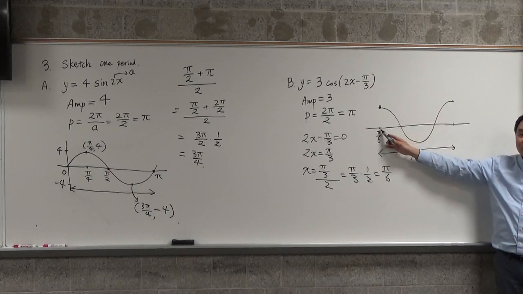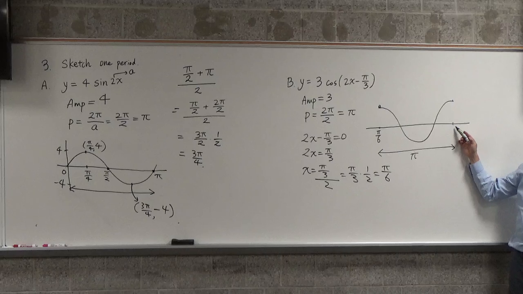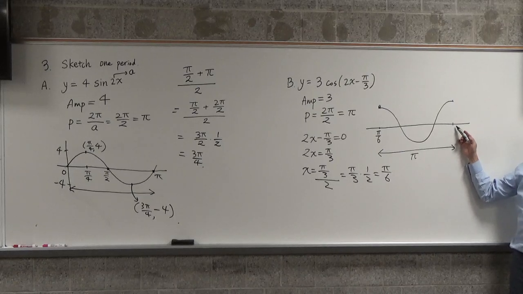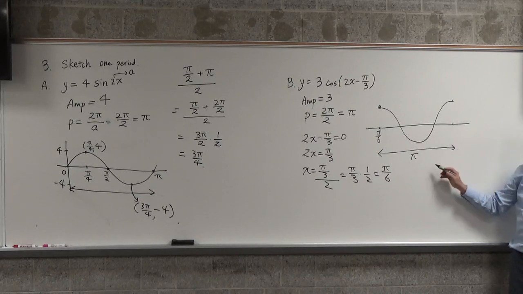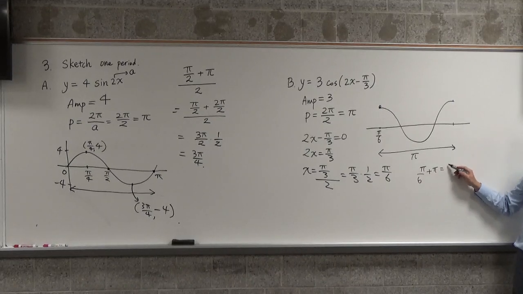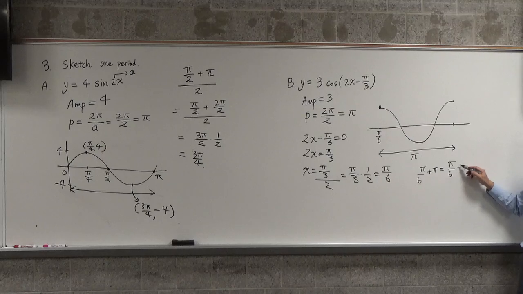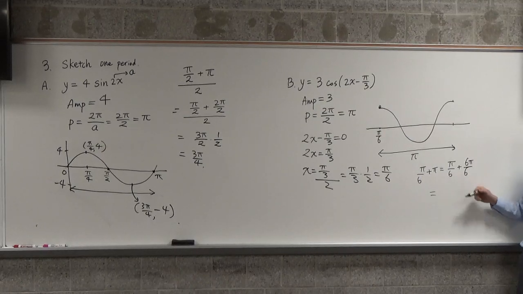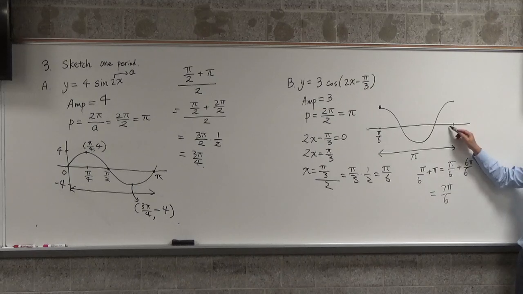If this is pi over 6 and the length is pi, how would you get this point? Add pi, right? So you have pi over 6, you add pi. Well, pi is 6 pi over 6. I made common denominators. And then you have 7 pi over 6 as this point. 7 pi over 6.